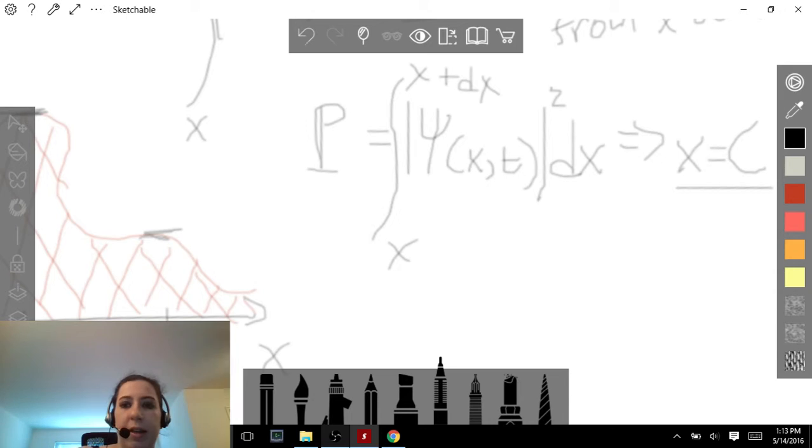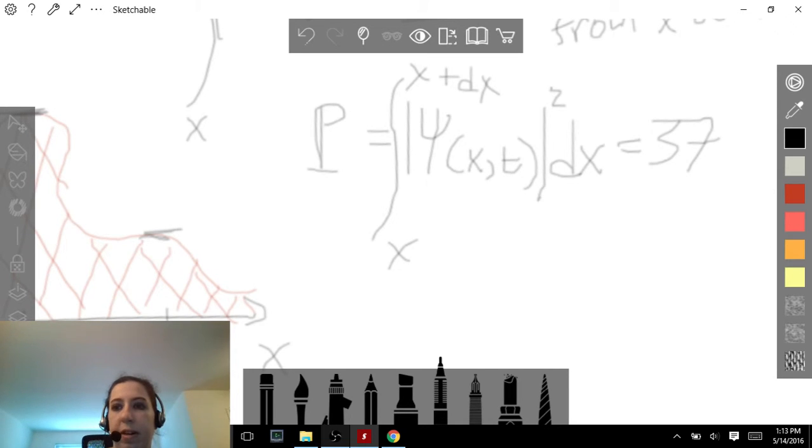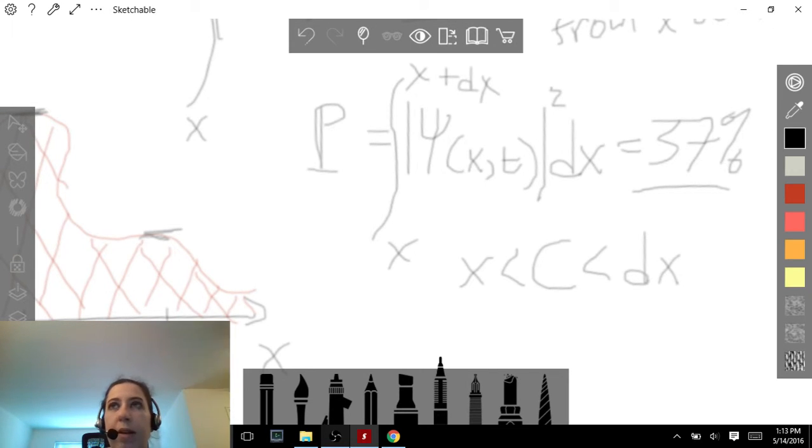Our probability equaled just some number. So let's say our probability ended up being 37%. And then c was bigger than x and less than x plus dx. So we calculated that we had a probability of only 37%, say, to find the particle at point C. We did a measurement, we found the particle at point C. So where was it right before we did the measurement?